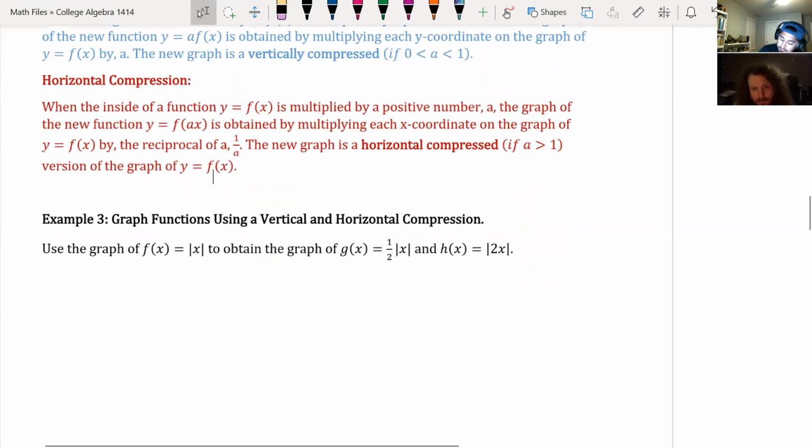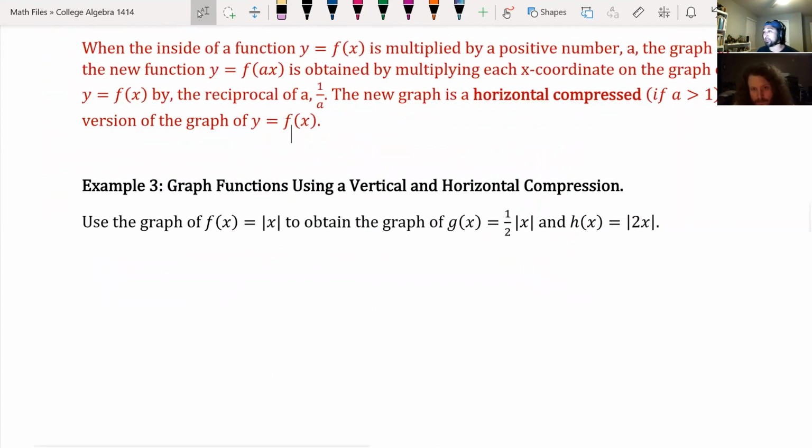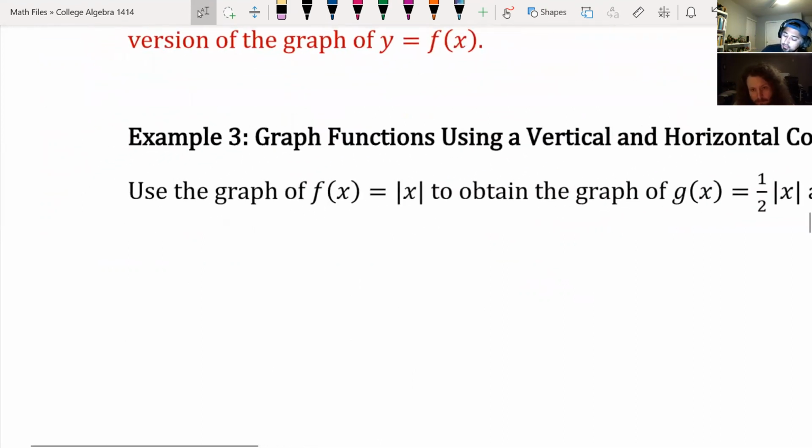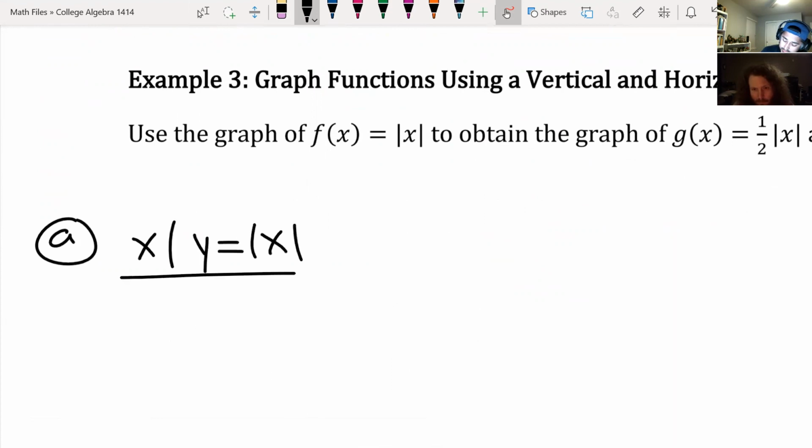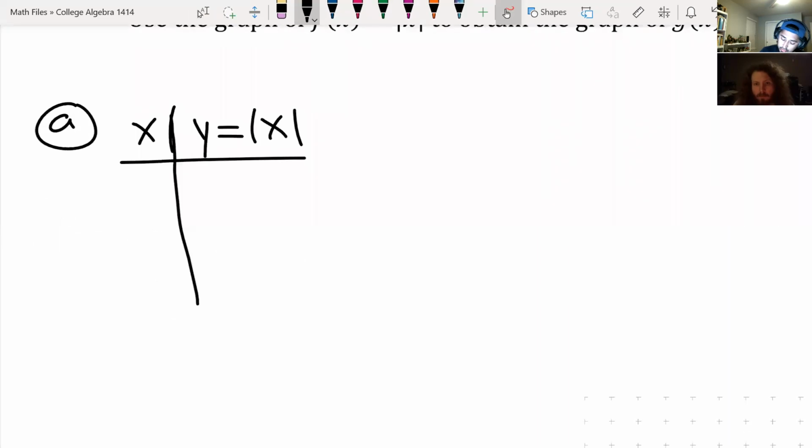So now we are given the parent function of the absolute value of x. Again, x, y charts to show the transformations. So a is my parent function, and I'll have x and y equals the absolute value of x. And I should choose, let's see, I'll go from -3. That should be enough information. -3, -2, -1, 0, 1, 2, 3.